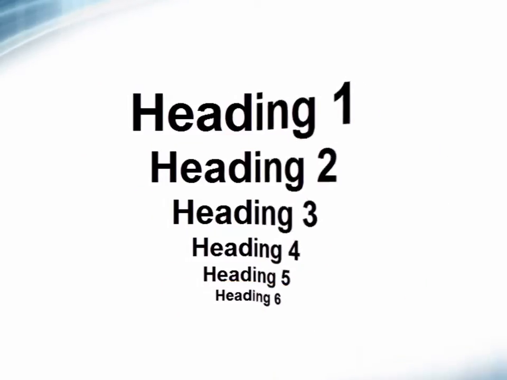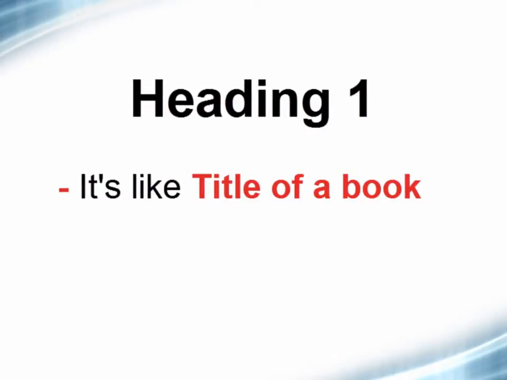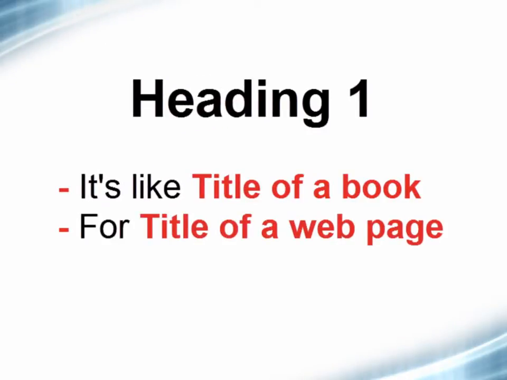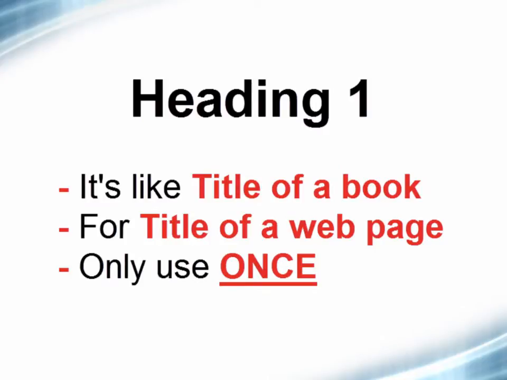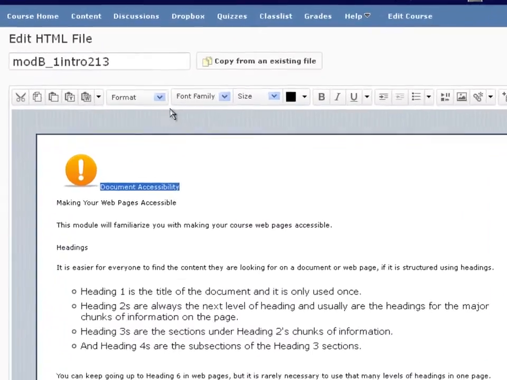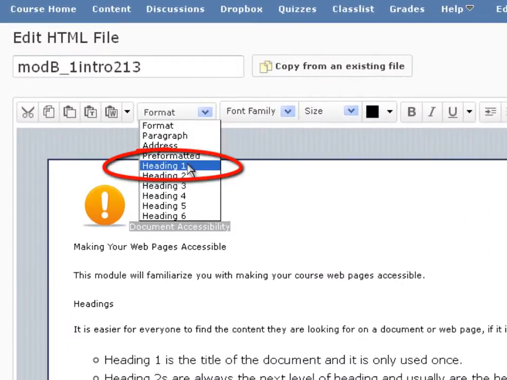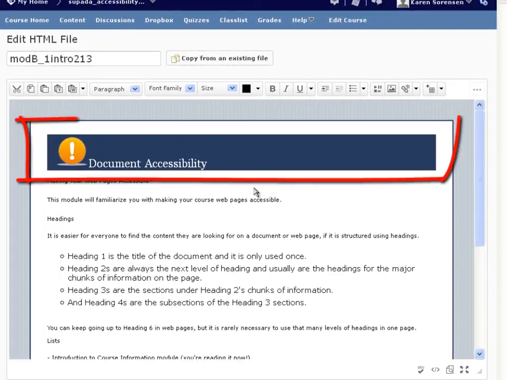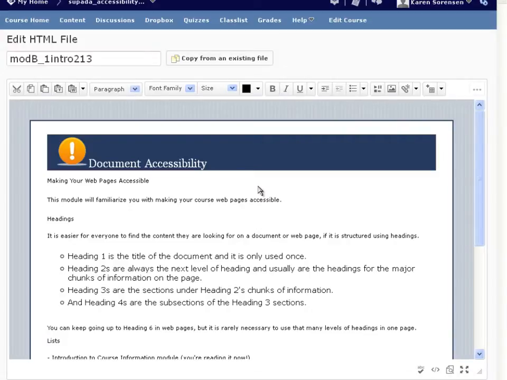Heading 1 is like the title of a book, so you will use Heading 1 for the title of the web page, and it is only used once. Highlight the text and select Heading 1. Heading 1 in this case has a predetermined style associated with it, so when we change the text to a Heading 1, the look of it changes to that style.